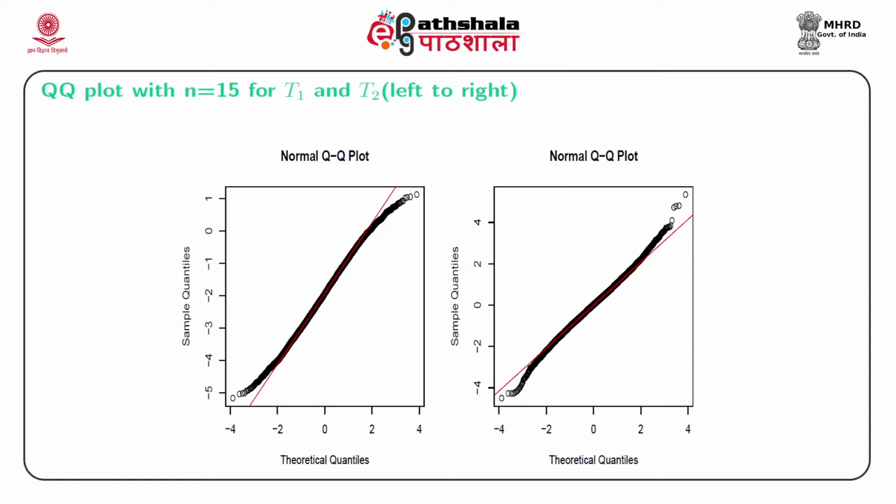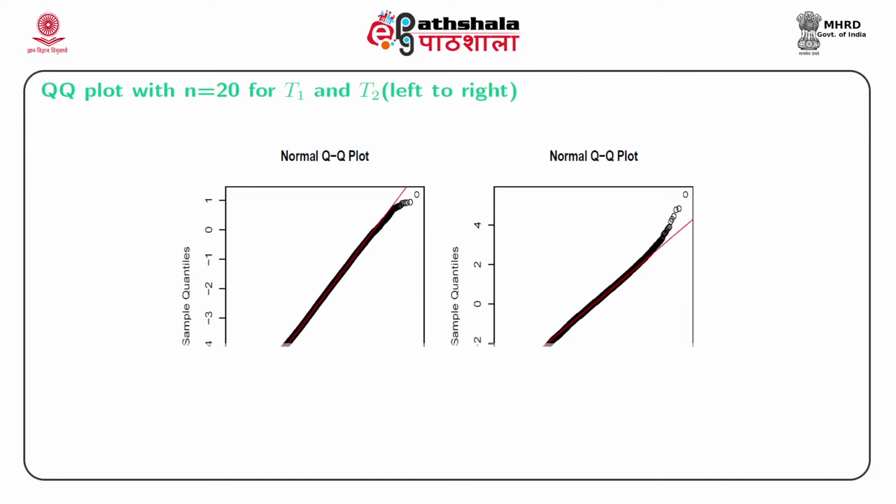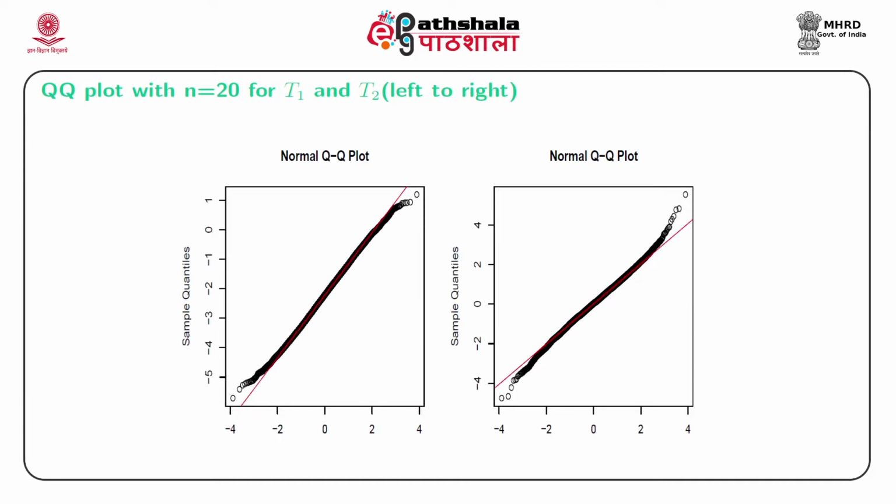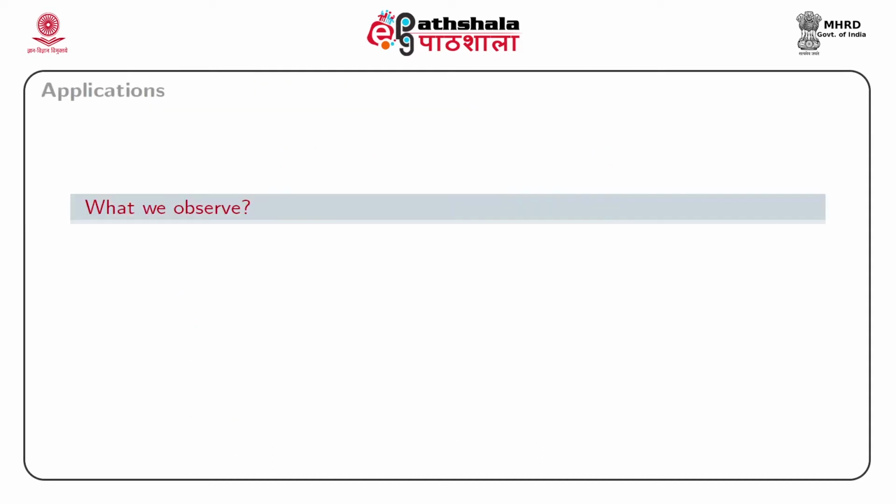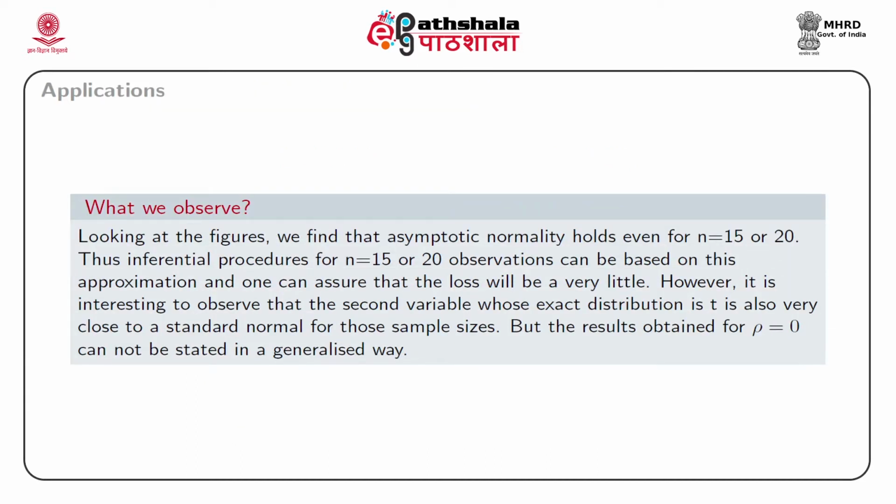So for n equal to 15, the plot is given in the next page. The left figure is corresponding to t1 and the right figure is corresponding to t2. In the next page, one can also find the same thing for n equal to 20 and for the variables t1 and t2 both. So what do you observe? Looking at the figures, we find that asymptotic normality holds even for n equal to 15 or 20. Thus, inferential procedures for n equal to 15 or 20 observations can be based on this approximation, and one can assure that the loss will be very little.